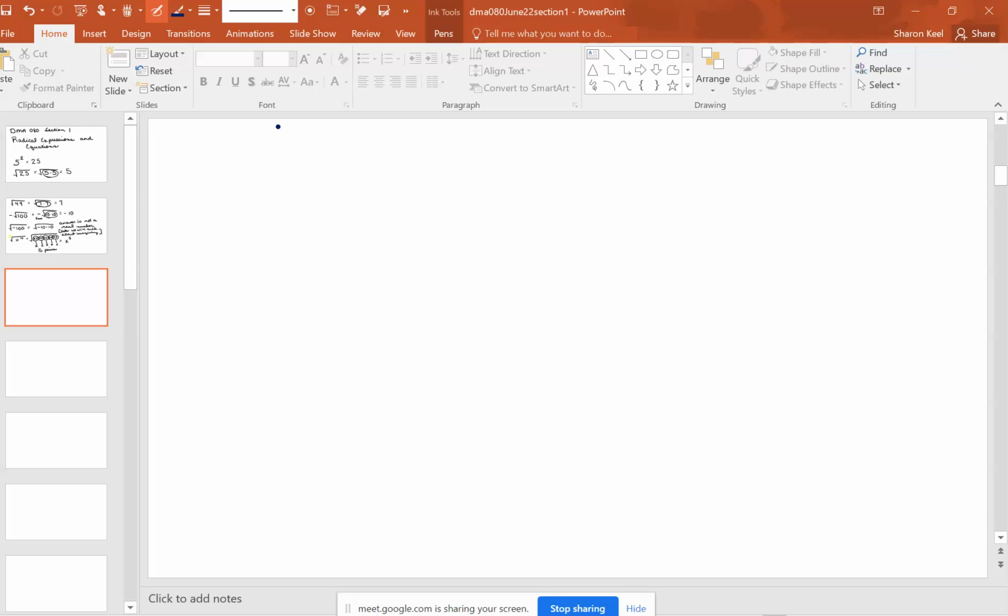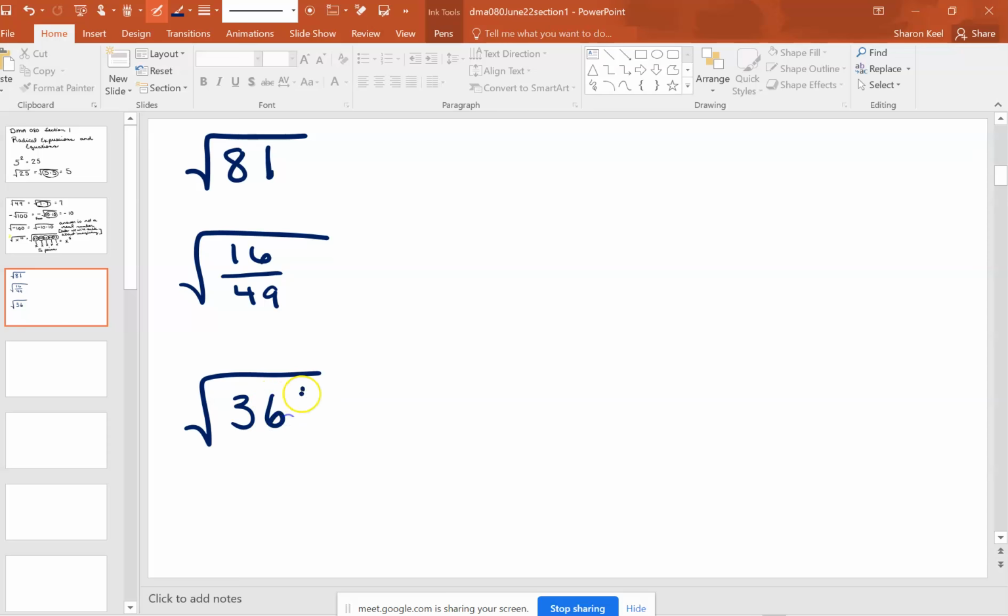Okay, let me give you a couple of examples, and these are ones that you'll find on page 8-6. We have the square root of 81, the square root of 16 over 49, the square root of 36b to the 8th. We'll start with these.